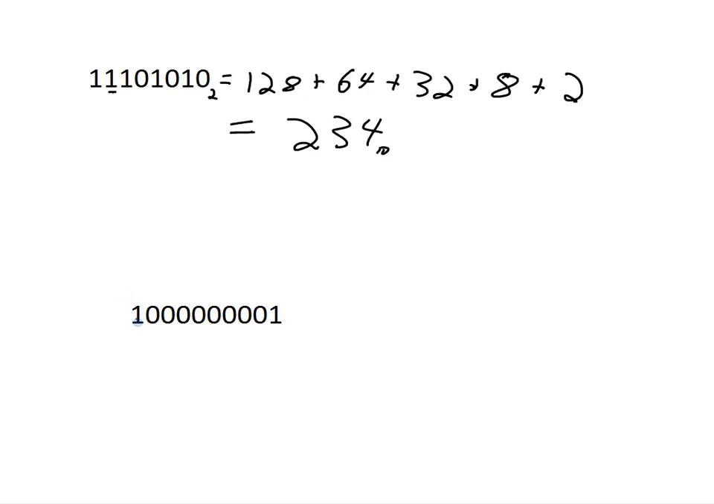So this one's a fairly simple conversion. There's only a 1 here in the 512 column and a 1 here in the 1's column. So that will be equal to 512 plus 1, which is, of course, 513 in base 10.